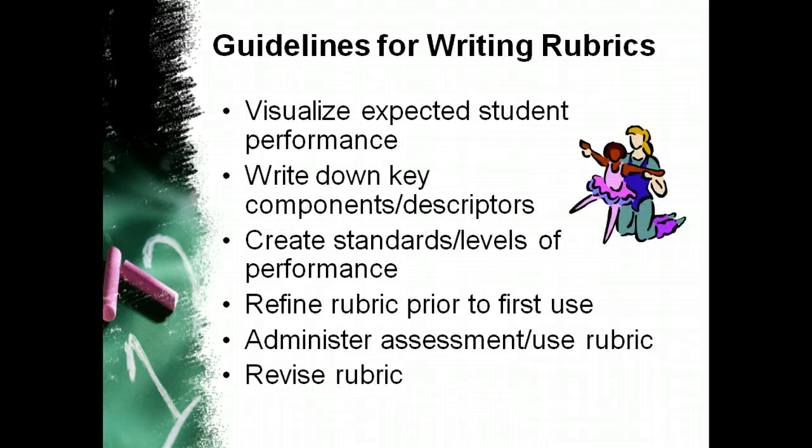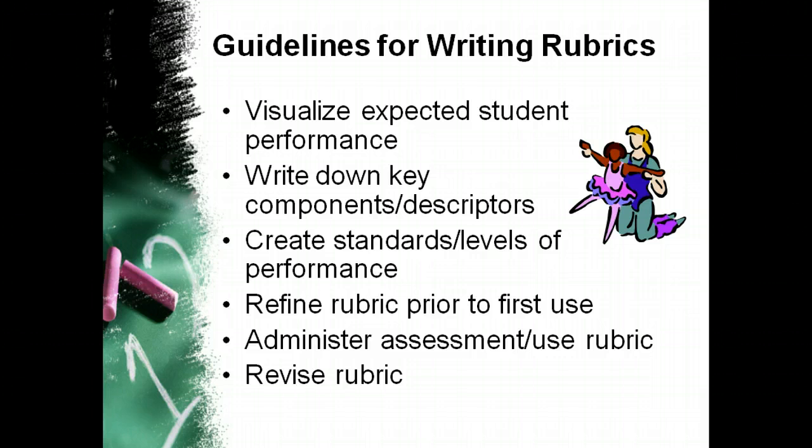Some guidelines for writing rubrics are: what you need to do is visualize the expected student performance. What does a student look like in the 8th grade class when they're trying to do a volleyball set? You need to write down the key components of what a good or excellent performance at the 8th grade level would be and what the descriptors would be. Then you need to create standards or levels of performance. Usually we use 3 or more levels of performance for rubrics.